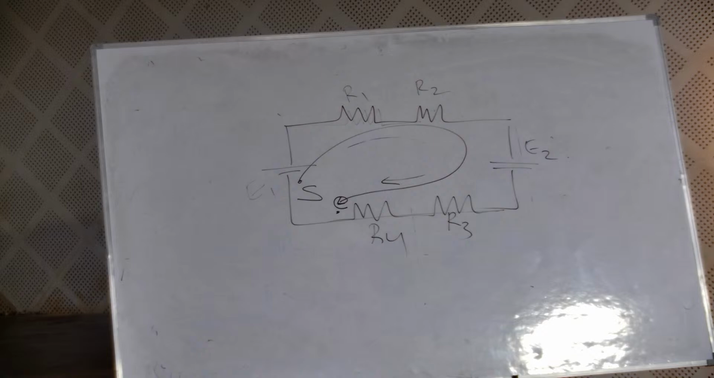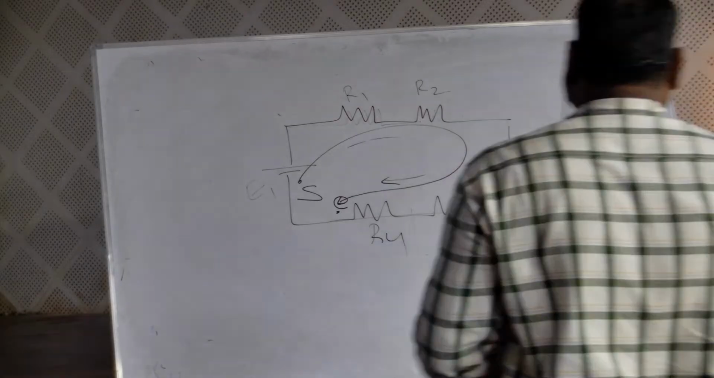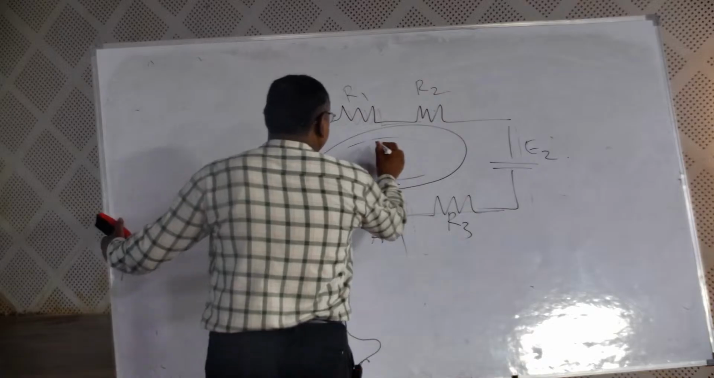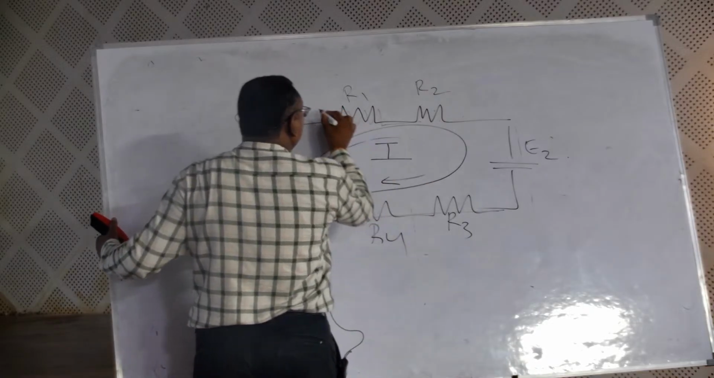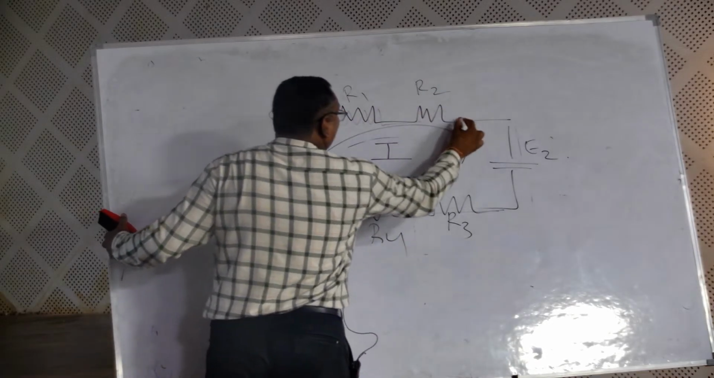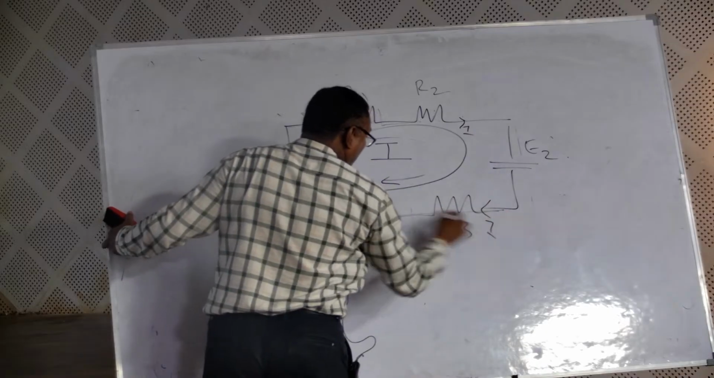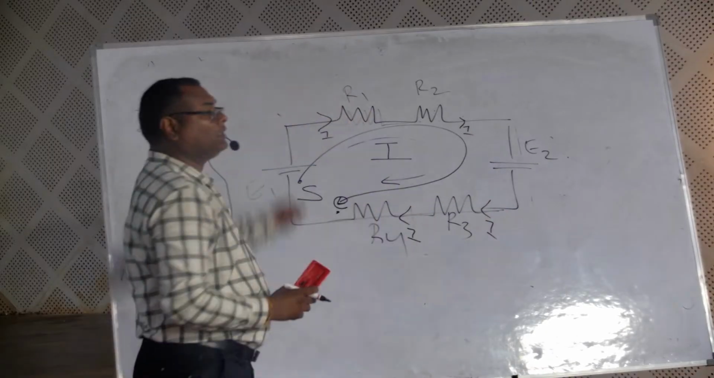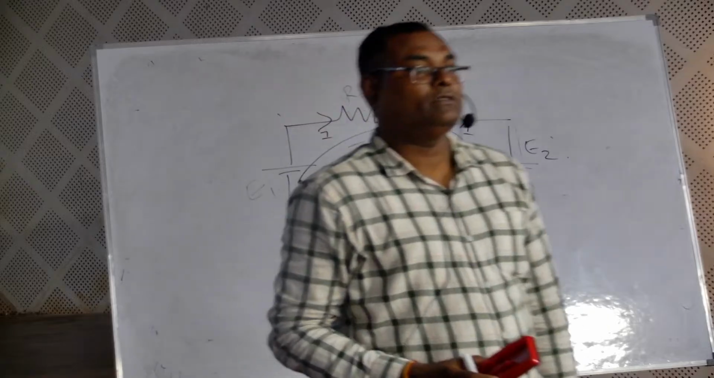Third thing, last one: what is the current through R1, R2, R3, R4? The assumption is current I. Unknown current flows, we don't know the value. What is current in this one? I. Like this, current is flowing through all the bulbs.